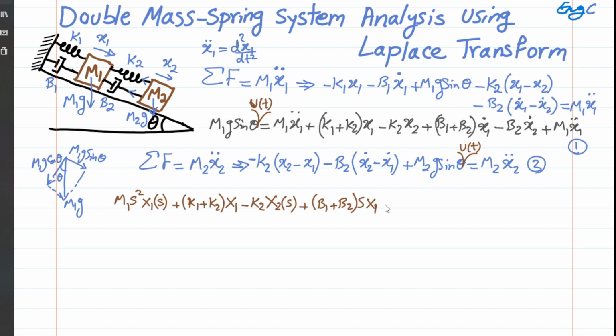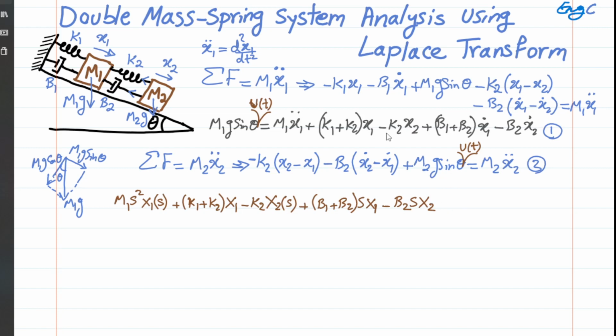I'm not going to show the argument. And we don't have initial condition. So minus b2 times x2 dot becomes s times x2, and finally we have m1. I think I wrote it twice, so let me just remove this one because I wrote it twice. So that's my equation number 1, and I'm going to move this to here. Okay, so no need to write it twice, and let me just clean this up.